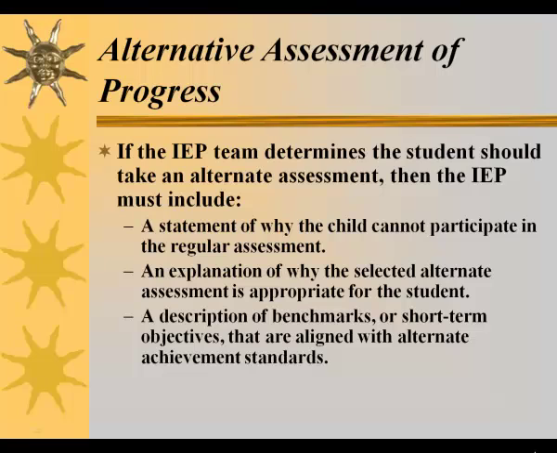Alternative assessment of progress. If the IEP team determines the student should take an alternative assessment, then the IEP must include 3 things. 1. A statement of why the child cannot participate in the regular assessment. 2. An explanation of why the selected alternative assessment is appropriate for the student. 3. A description of benchmarks or short-term objectives that are aligned with the alternative achievement standards.